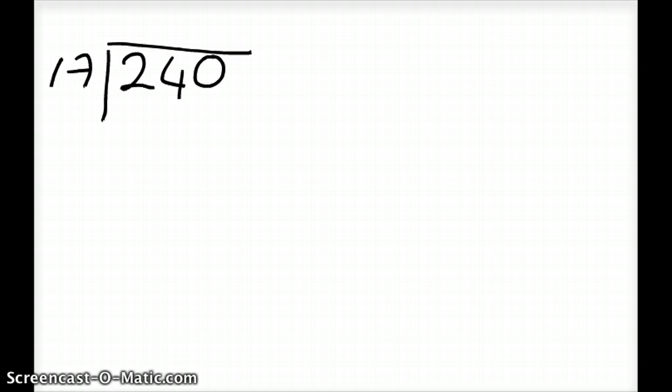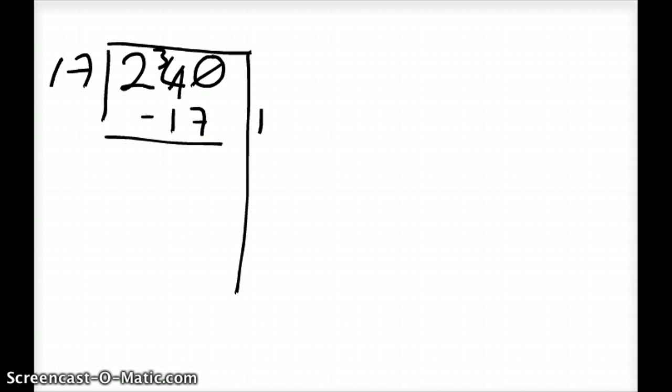So an alternative way to think about this is, well, I think I can take away 17 one time. And on the side, I'm just going to keep track of how many 17s I take away from 240. That way, I am doing multiple subtractions, which is what division really is. Okay, so I'm going to keep track of it like this. And if I subtract, I know that I need to regroup here. This will be a 30 and this will be a 10. So I'll be left with 10 minus 7 is 3, and 23 minus 1 is 22.